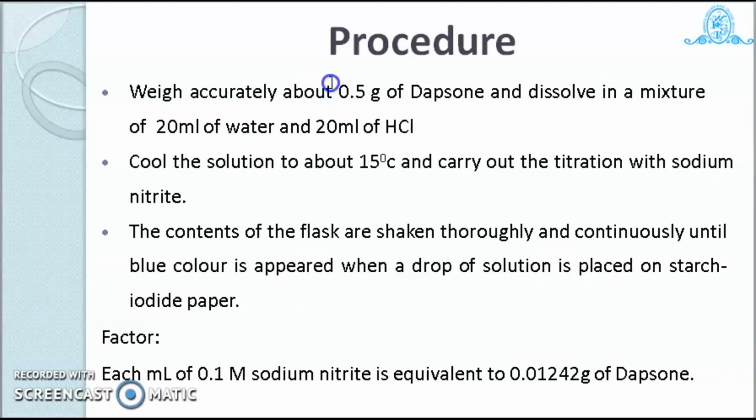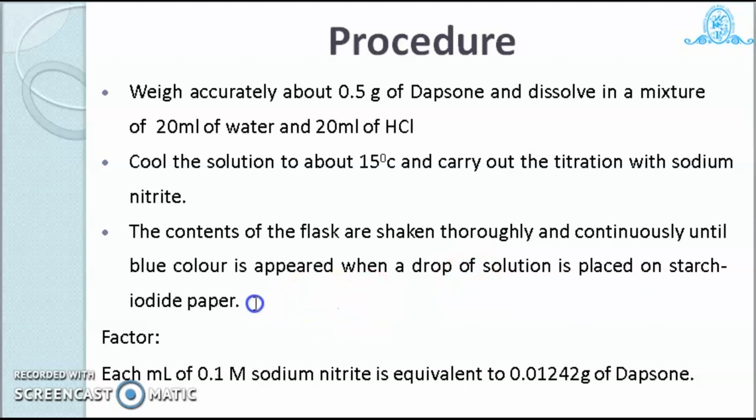Let us see the procedure for the assay. Weigh accurately about 0.5 gram of Dapsone. Dissolve in a mixture of 20 ml of water and 20 ml of hydrochloric acid. Cool the solution to about 15 degrees Celsius and carry out the titration with sodium nitrite. The contents of the flask are shaken thoroughly and continuously until a blue color appears when a drop of solution is placed on starch iodide paper.